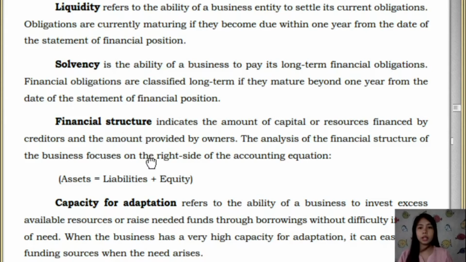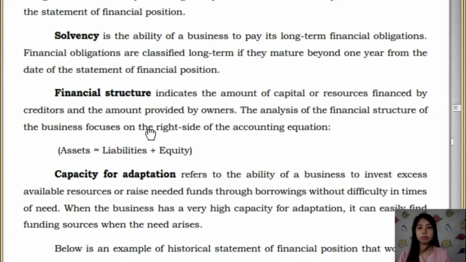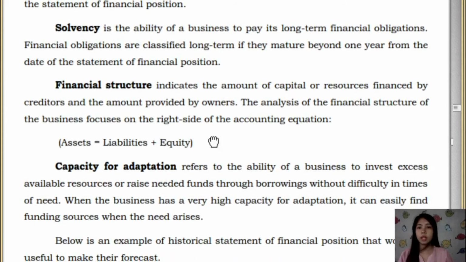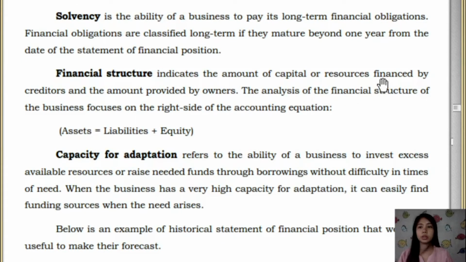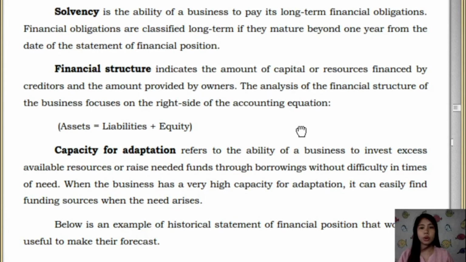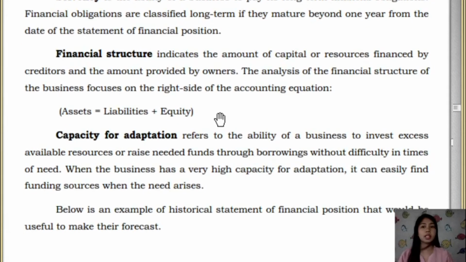Next would be the financial structure. Okay, indicates the amount of capital or resources financed by creditors and the amount provided by the owners. Okay, from finance from outside sources and the amount provided by the owners. Analysis of financial structure of the business focuses on the right side of the accounting equation. So you already know this equation. So asset equals liabilities plus equity or the owner's equity.